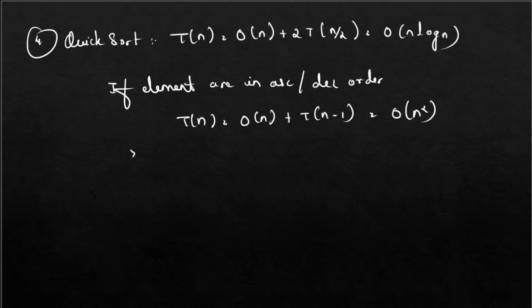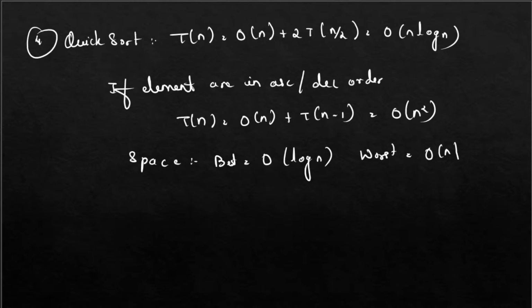Okay, so space complexity. Best case is big O of log n, and worst is big O of n. Now the fifth is matrix multiplication.